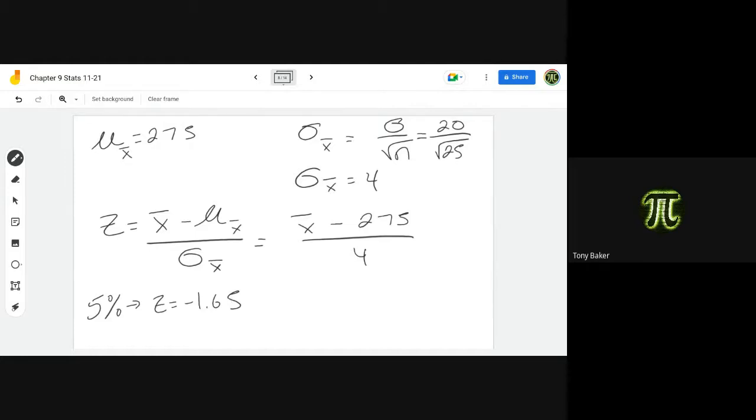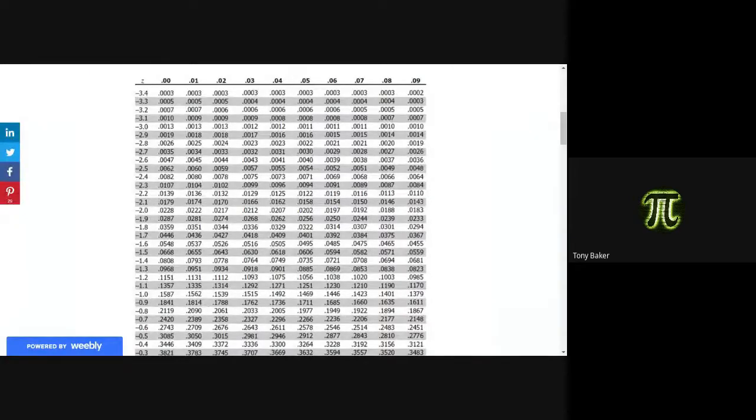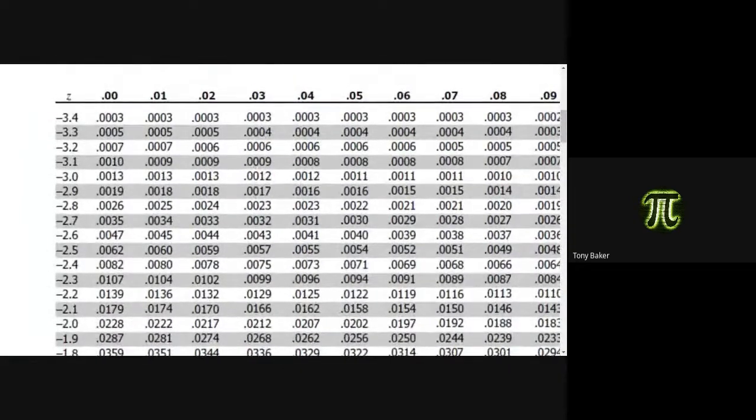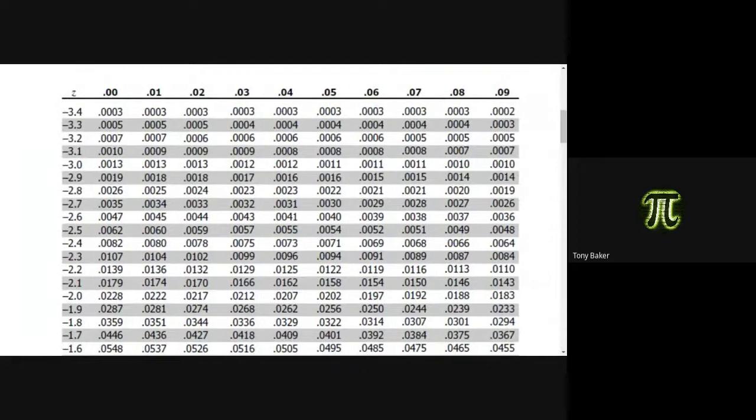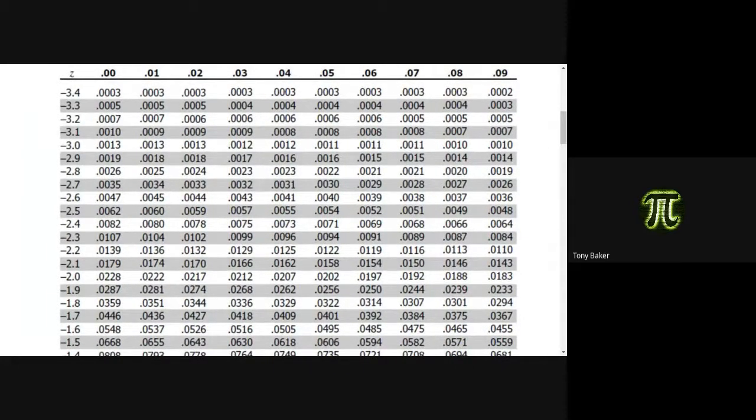So we look at our z table, and we're looking for 0.05. So we're going to go down. So that's 0.0548, and then 495. Remember, I always said err on the side of the smaller one, not the bigger one. So that's how I get the negative 1.65.